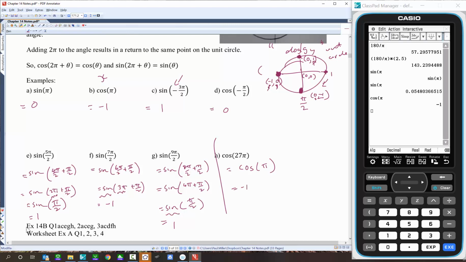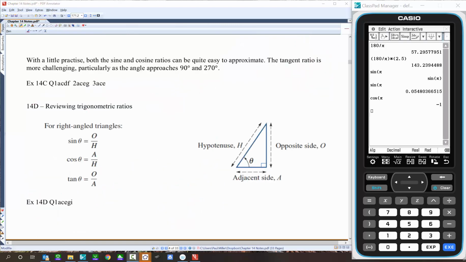So your job will be to do now 14b, as well as the worksheet, and really practice and hone these skills of navigating around the unit circle. Okay, the last thing I'm going to get you to do for homework is to just go back and review the trig ratios and have a bit of practice with them.